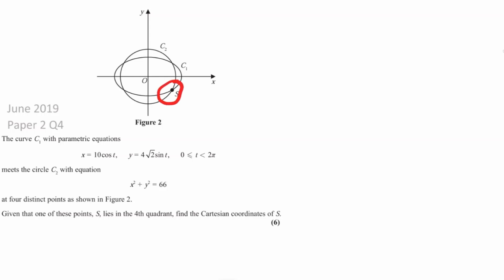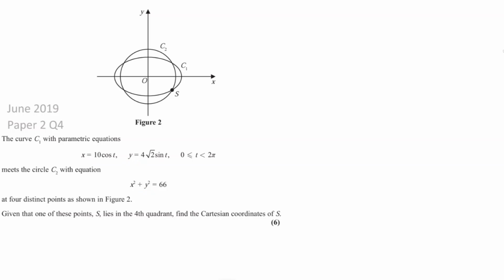Now, as S is in the 4th quadrant, we can see that x is going to be positive, but y is going to be negative, and this will be useful to us later on in this question. So we've talked about already in this video points of intersection between two curves, with one of them being parametric, and the best way to do this is if we look at this equation here, x squared plus y squared is equal to 66. We have this parametric equation for x and this parametric equation for y. The best way to solve this is to sub in, so we have this x squared, sub in the x here, this 10 cos t, and for y, sub in this y here, this 4 root 2 sin t.